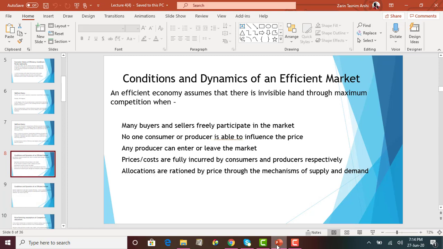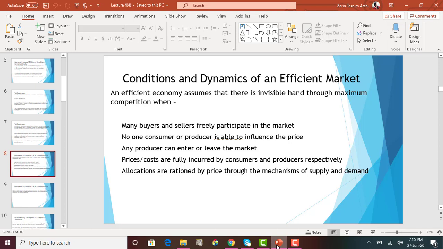Okay, so an efficient economy usually has some characteristics, and it assumes that there is the invisible hand. So there is competition in the market, and that is only possible when these characteristics are present in the market. When there are many buyers and many sellers, they are freely allowed to participate in the market. So there's a large number of buyers, a large number of sellers, and they can freely interact. Okay, that's first. Second, no one consumer or producer is able to influence the price. So not a single producer or consumer can come and control the price in the market. Okay, that's number 2.